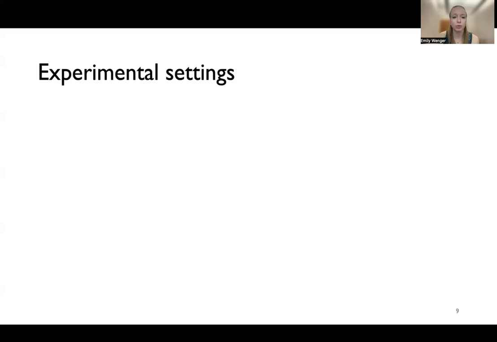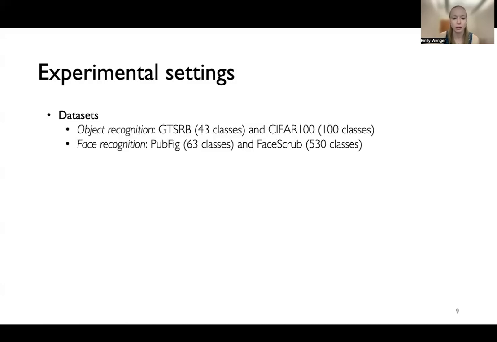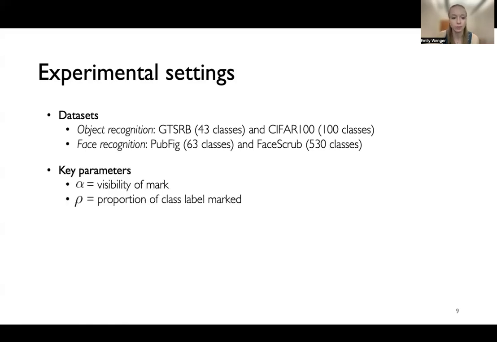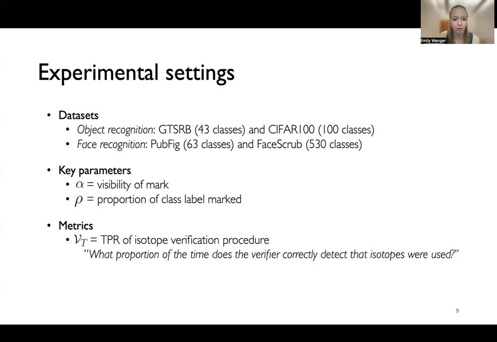We evaluate isotope performance under a variety of experimental settings, looking at object and face recognition scenarios with up to 500 classes in the base scenario and 1,000 classes in an additional test we do later. Really, what we want to know is how well isotopes perform under two key parameters. Alpha, which is how visible the isotope is in Alice's data, and rho, which is the proportion of the class label that is marked. Ideally, we want isotopes to be consistently detectable even when alpha and rho are very low, meaning that few of Alice's images are marked quite faintly.